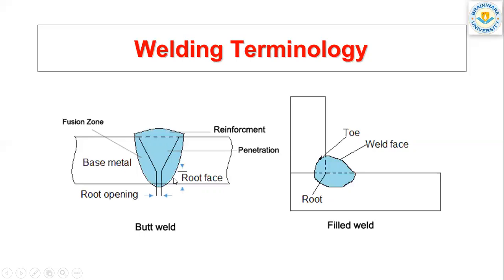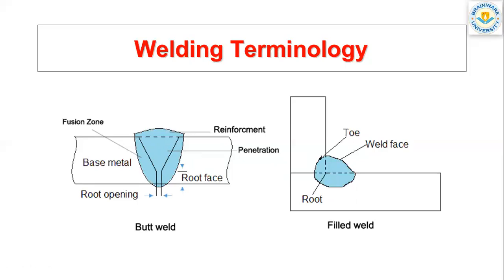Another term is the root. Basically, the root is the point at which the two pieces to be joined by welding are nearest. This is the root. This is called the root opening, this is called the root face. This is called the fusion zone. In this entire section, the fusion will occur.